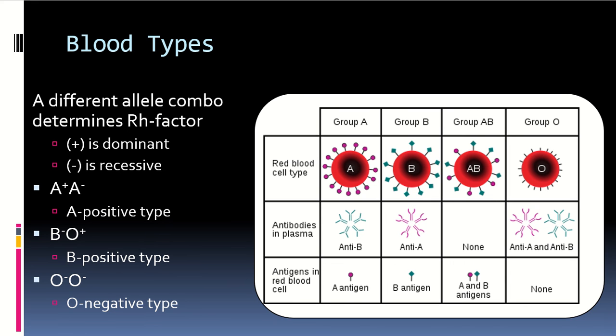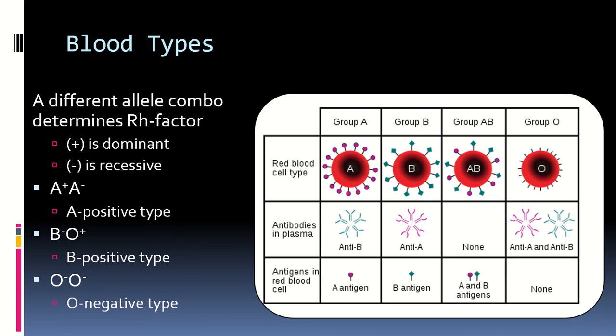And positive basically means you have the RhD factor antigen. That antigen is present. Negative means that antigen is not present. And if an antigen is not normally present, your body will form antibodies to that antigen if it ever comes in contact with it.